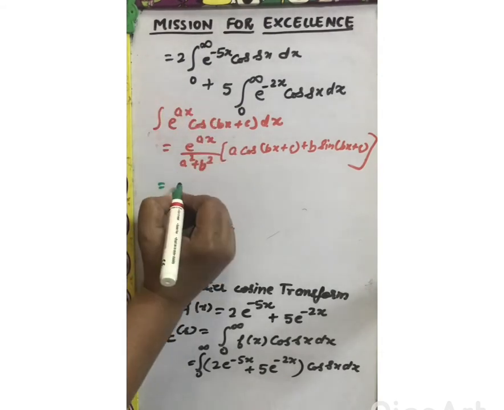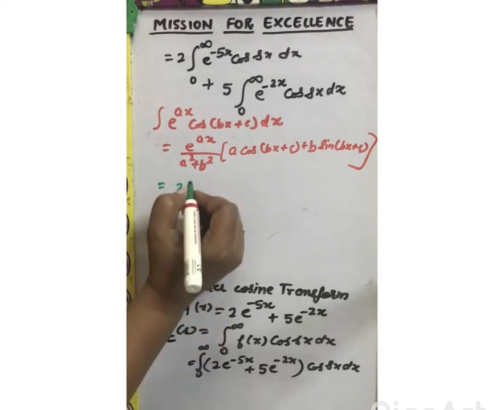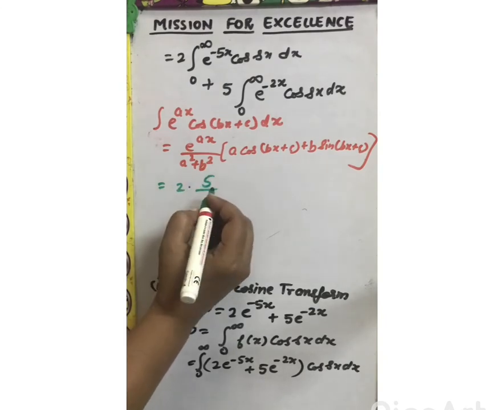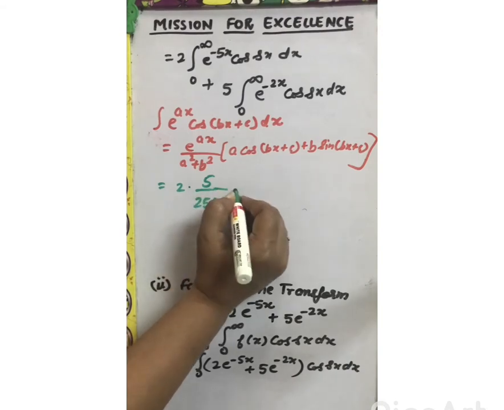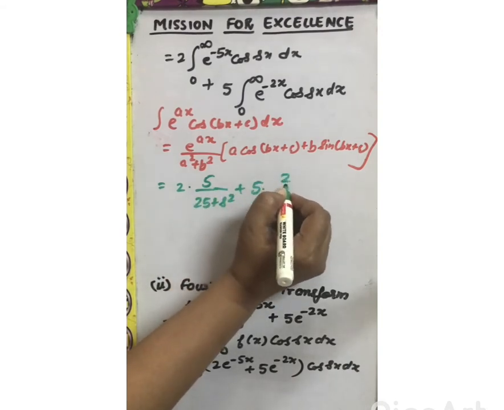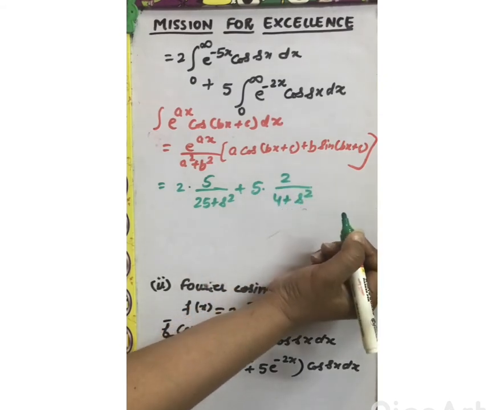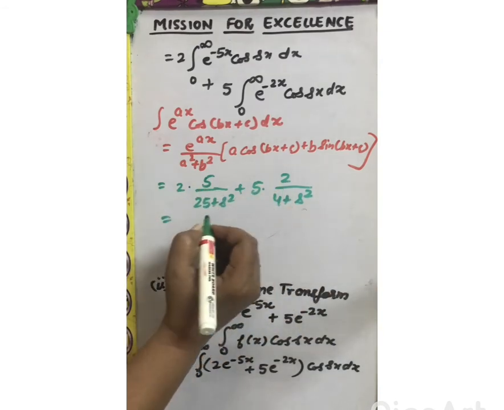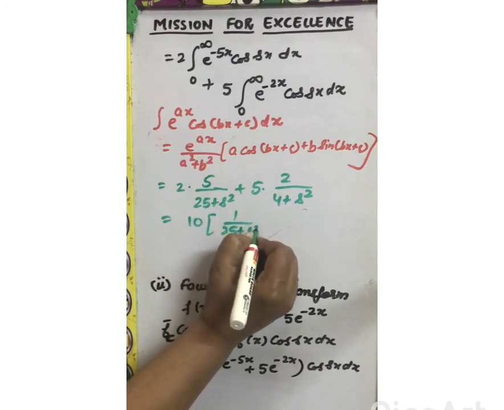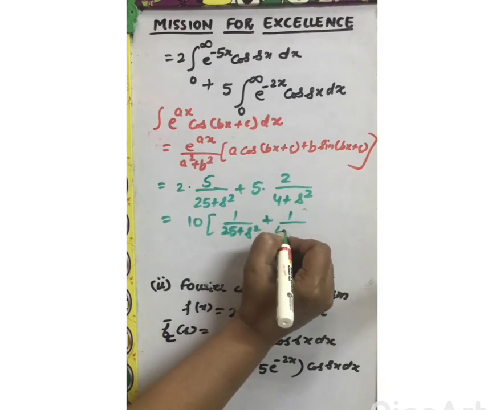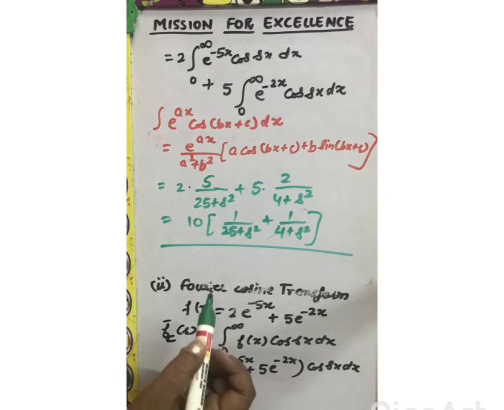twice of 5 upon 25 plus s square plus 5 into 2 upon 4 plus s square. So this is 5 times 2 is 10 and 5 times 2 is 10. We take 10 outside. So this is 1 by 25 plus s square plus 1 by 4 plus s square. So this is the final result. So this is the Fourier cosine transform.